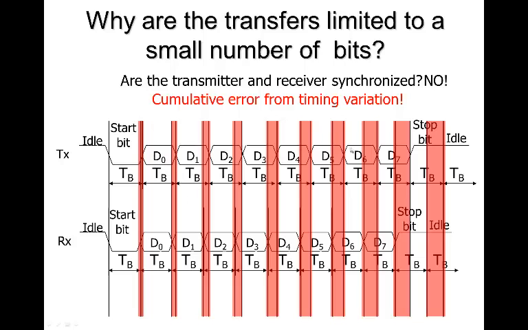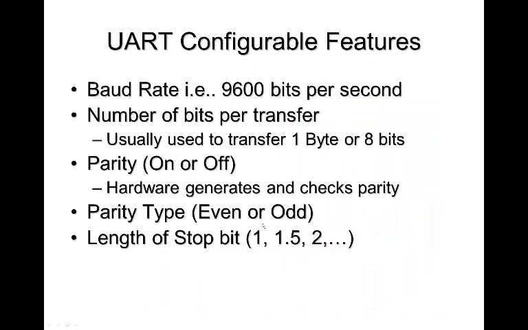So we keep UART transfers to a single byte at a time, or 8 bits. UARTs can be configurable, with a number of configurations. We talked about baud rate. It could be 9600 bits per second, and it could be 100k bits per second.